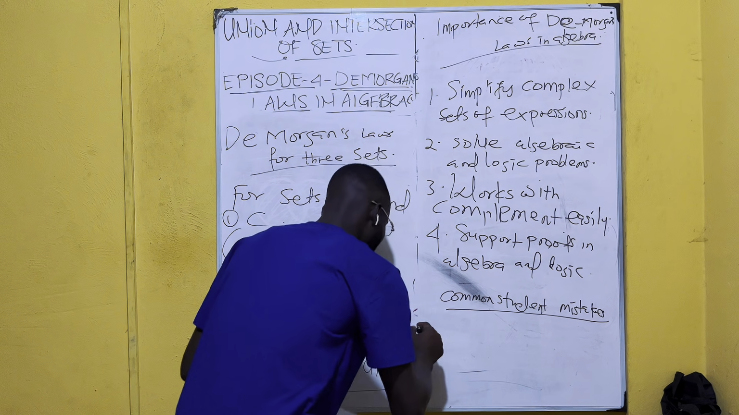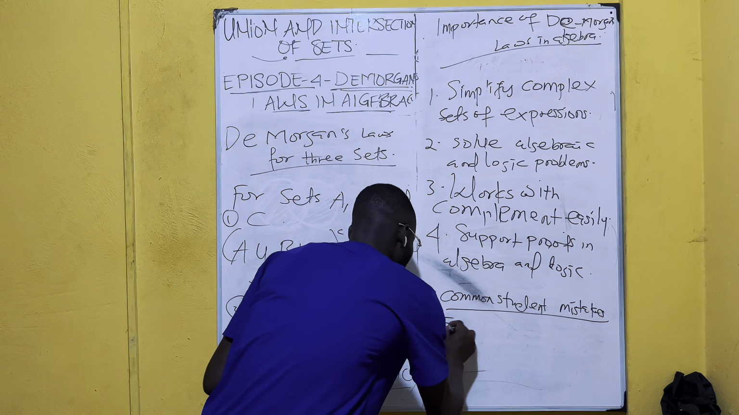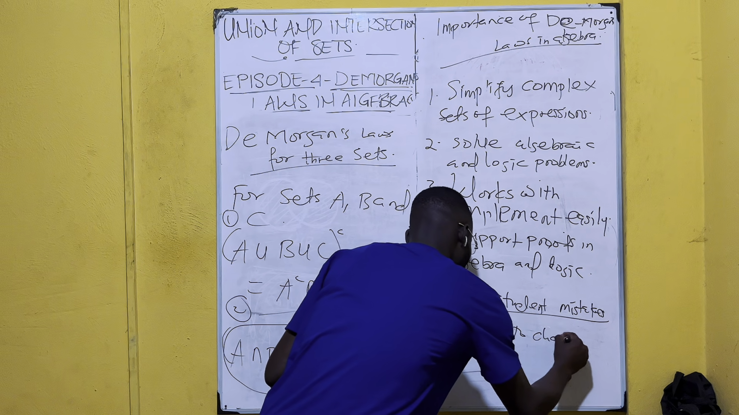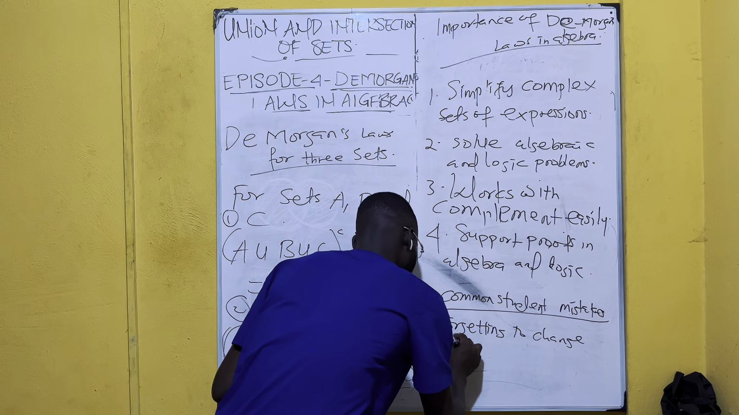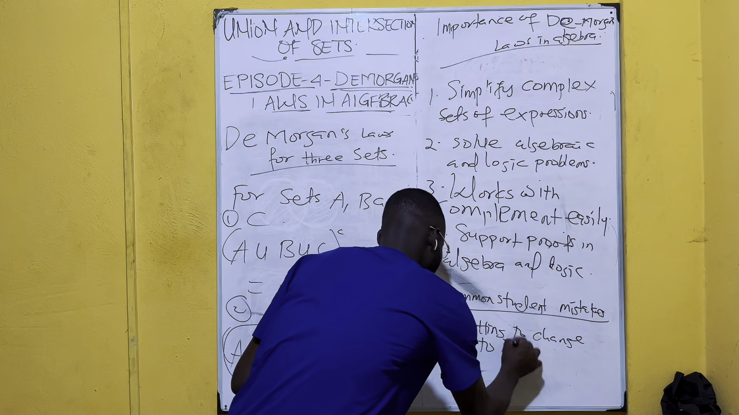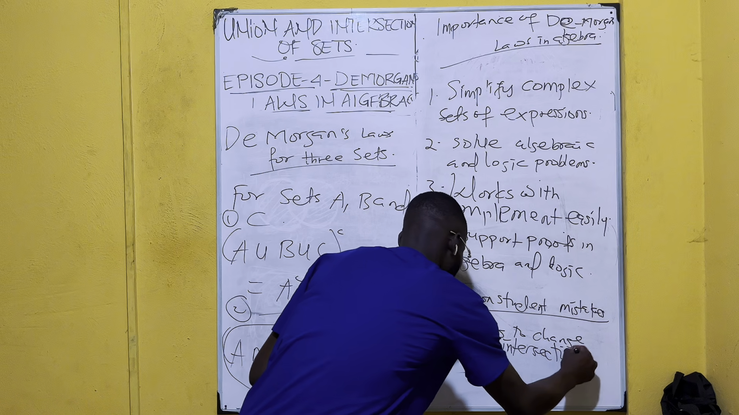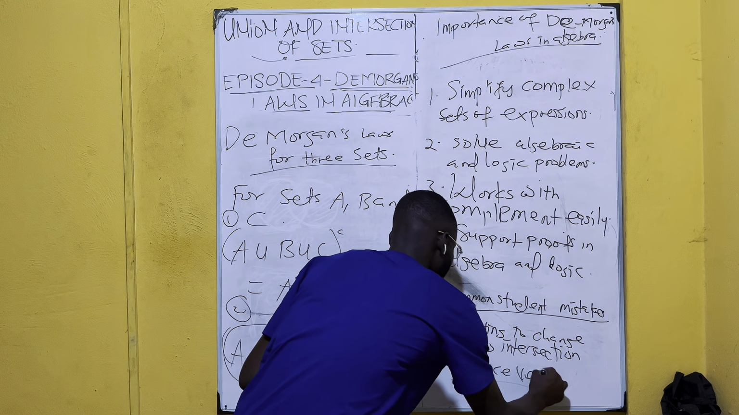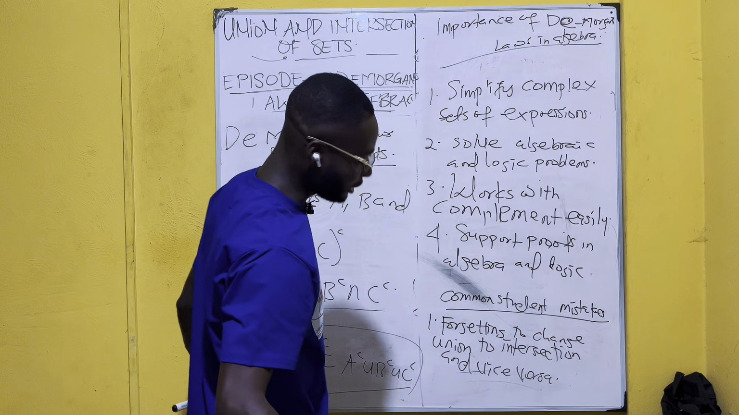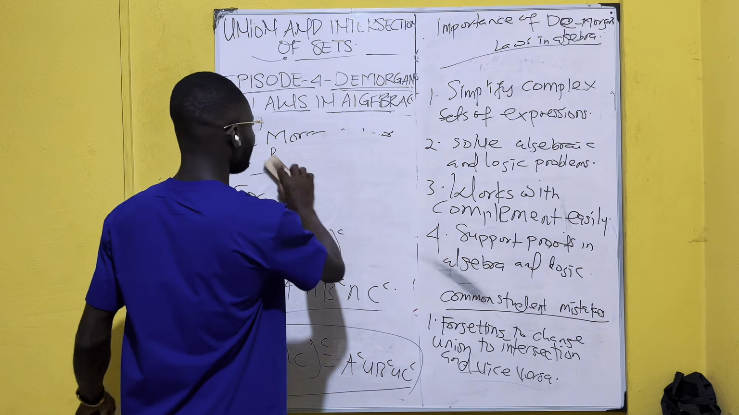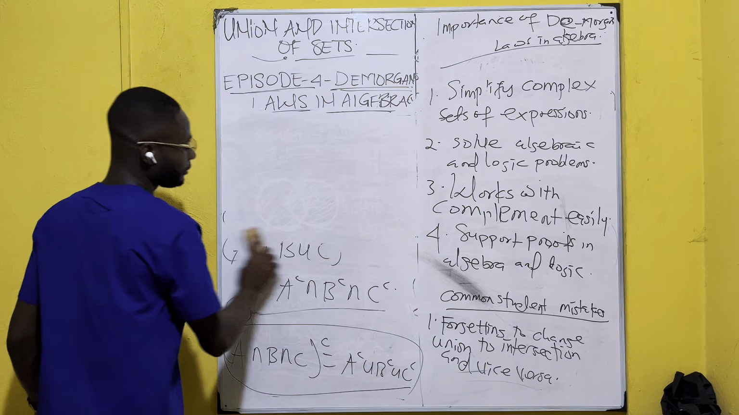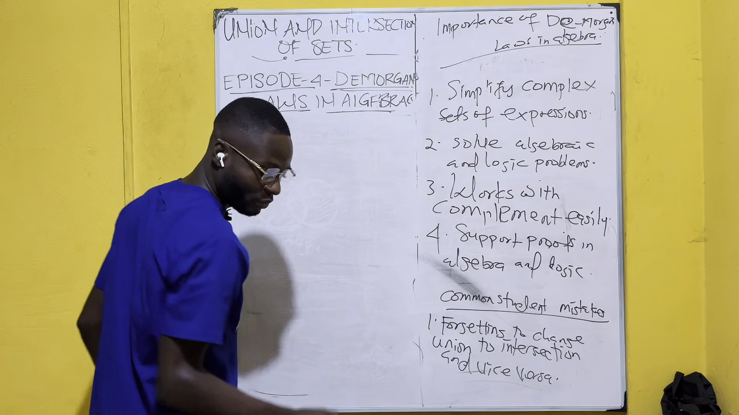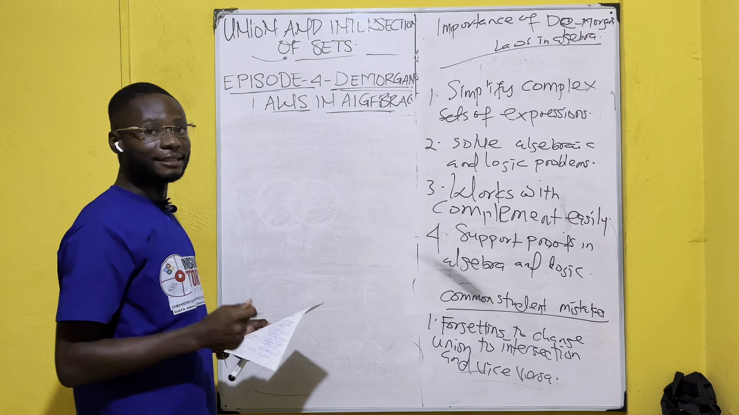Common student mistakes. One, they normally forget to change union to intersection and vice versa. That is the first one. That is a mistake that a student can make, or you as a beginner learning set theory.